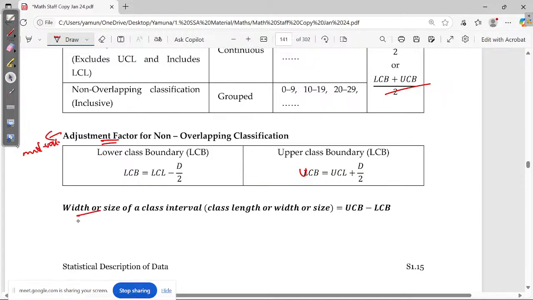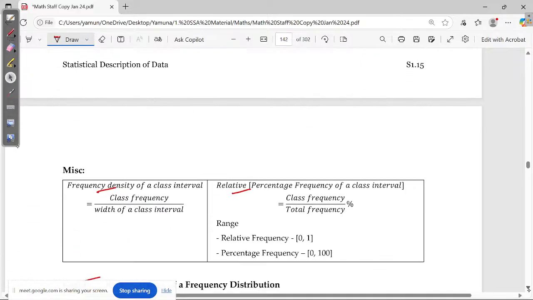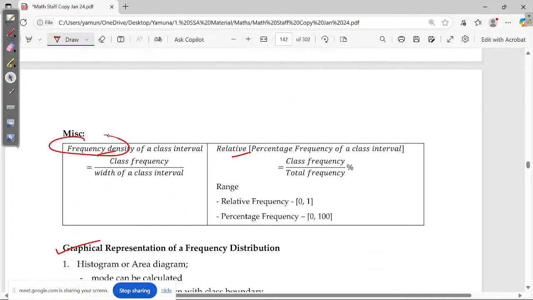When we talk about width or size of the class interval, please remember we have to use class boundaries only, not class limits. Even for midpoints, the formula will be similar. Frequency density formula: class frequency divided by width of a class interval. Relative frequency: class frequency divided by total frequency, into percentage. Usually the range of the relative frequency will be 0 to 1.